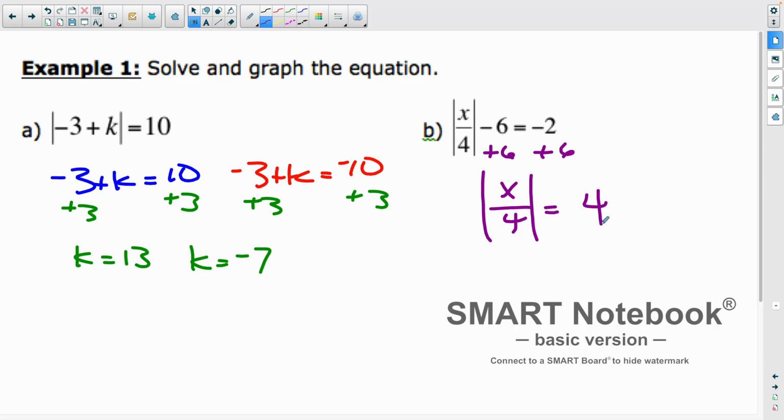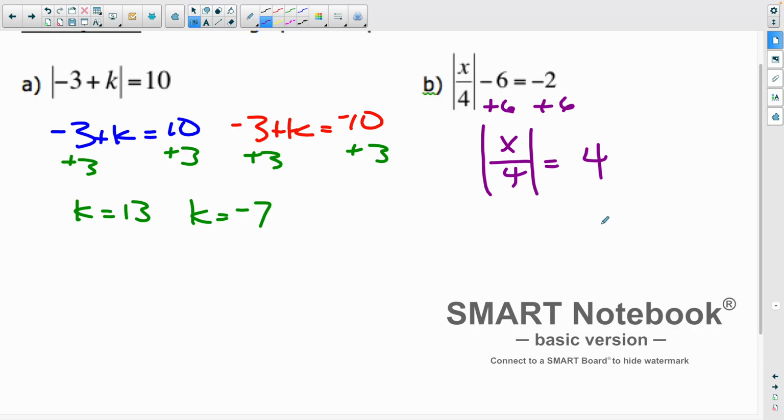Now is the absolute value by itself? Yes. There's stuff on the inside, that's okay, but there's nothing left on the outside. Now is when I'm going to split it into its two equations. x divided by 4 is equal to 4, and x divided by 4 is equal to -4.